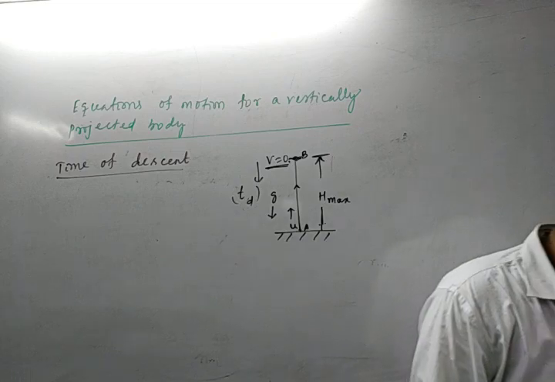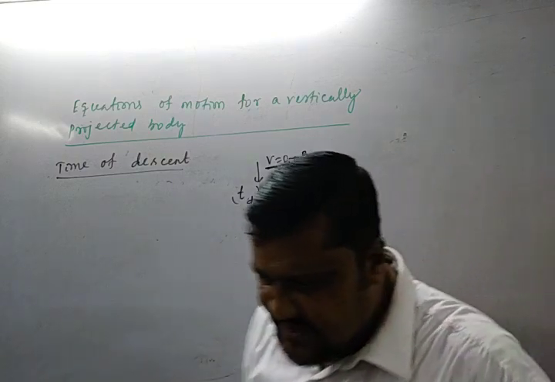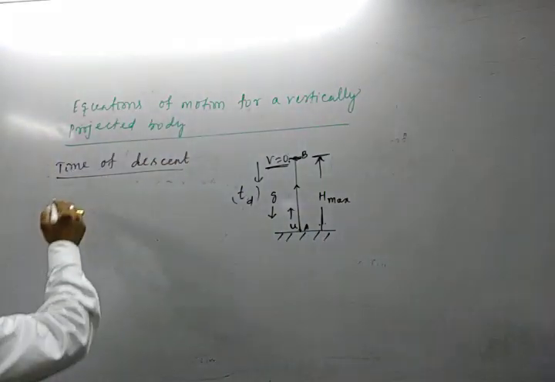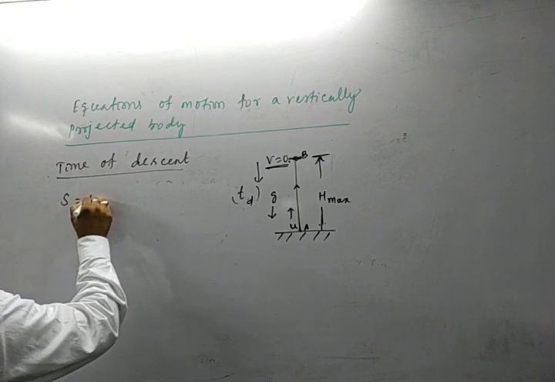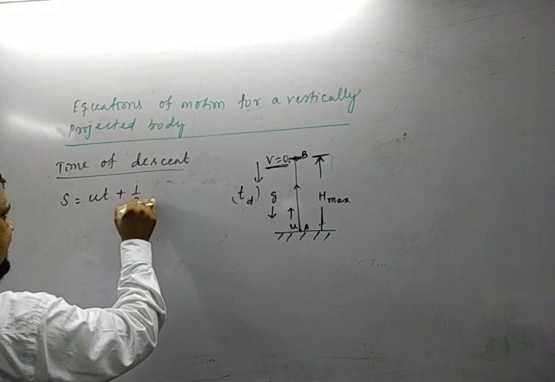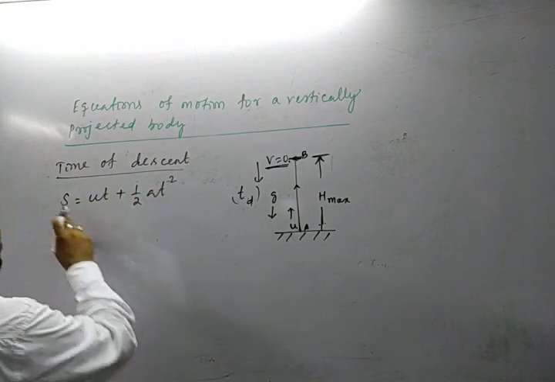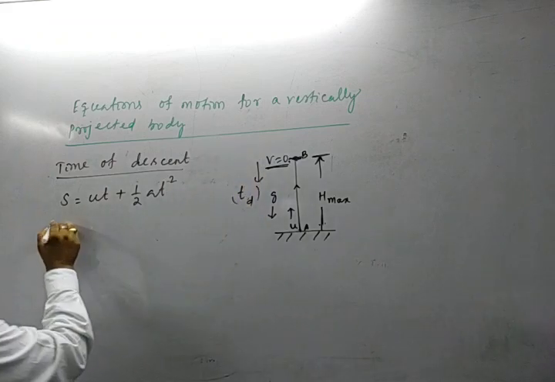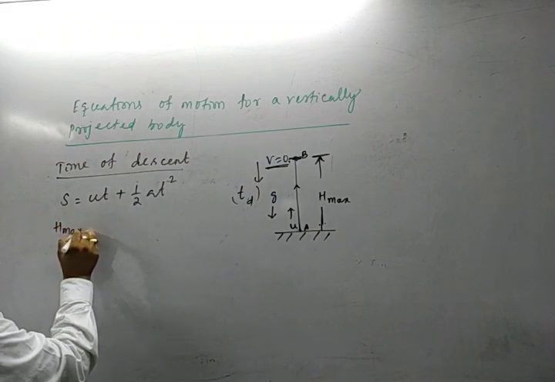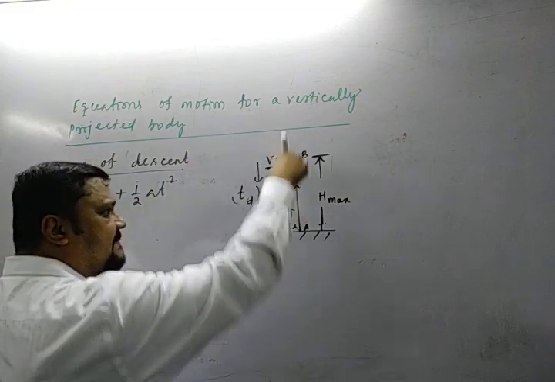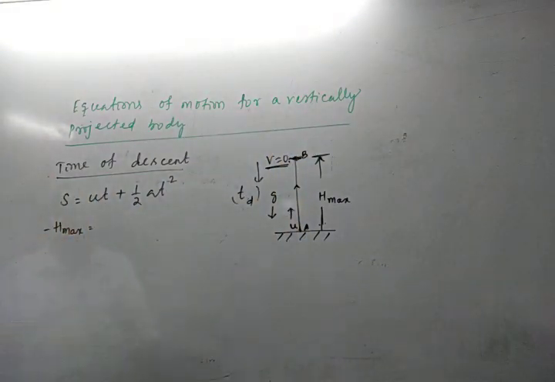So here again you will use the equation of kinematics. I am not writing all these things. S is equal to ut plus half at square. Put it in this equation. So what is the s? S distance is your h max. Obviously h max is downward, so minus.